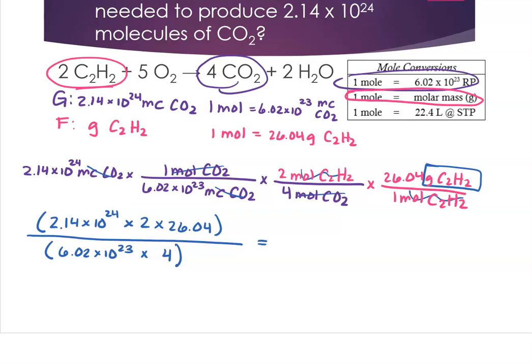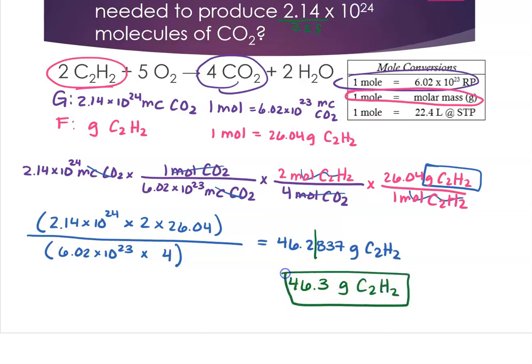All right, so when we do this math, we get 46.2837 grams of C2H2. So for significant figures, 3 sig figs here, 1, 2, 3. That 8 means the 2 rounds to a 3. So 46.3 grams of C2H2. All right, so every single one of these problems has 4 parts that I have to get correct. I have to have the correct numerical answer, the correct significant figures, the correct unit, and the correct substance. We have to have all 4 of those things in place in order to get my answer fully correct.